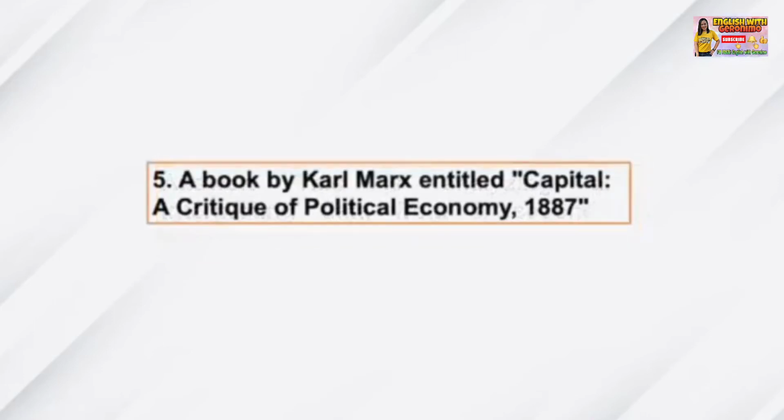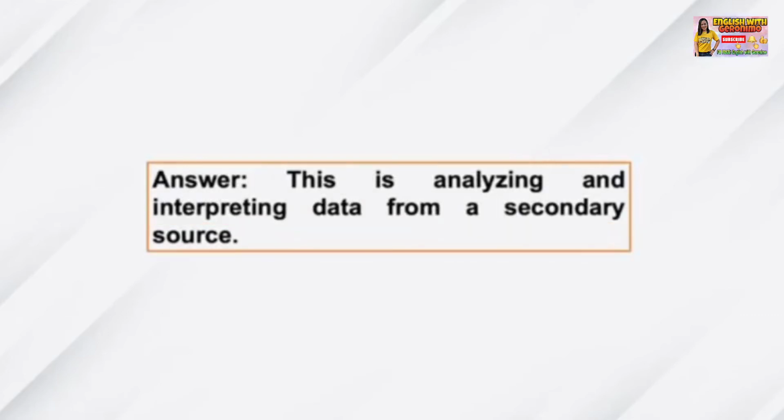Number 5. A book by Karl Marx entitled Capital, A Critique of Political Economy, 1887. This is analyzing and interpreting data from a secondary source.